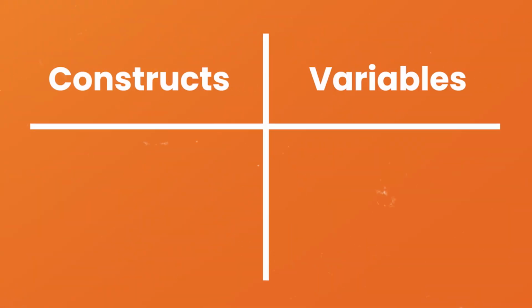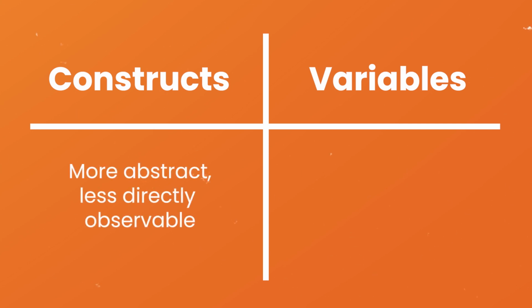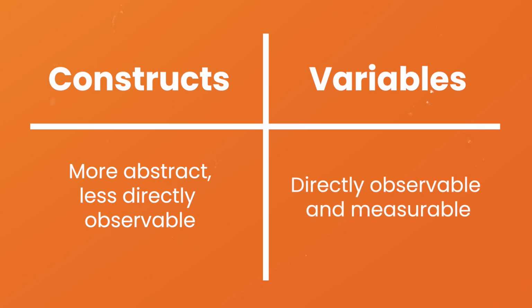So to summarize, as you can see in both of these examples, a research construct is more abstract and less directly observable, whereas research variables are directly observable and, most importantly, measurable. So while these two things, research constructs and research variables, are similar in that they're both interested in your things of interest within your research study, they're not the same thing. And so don't make that mistake when you're writing up your research methodology.